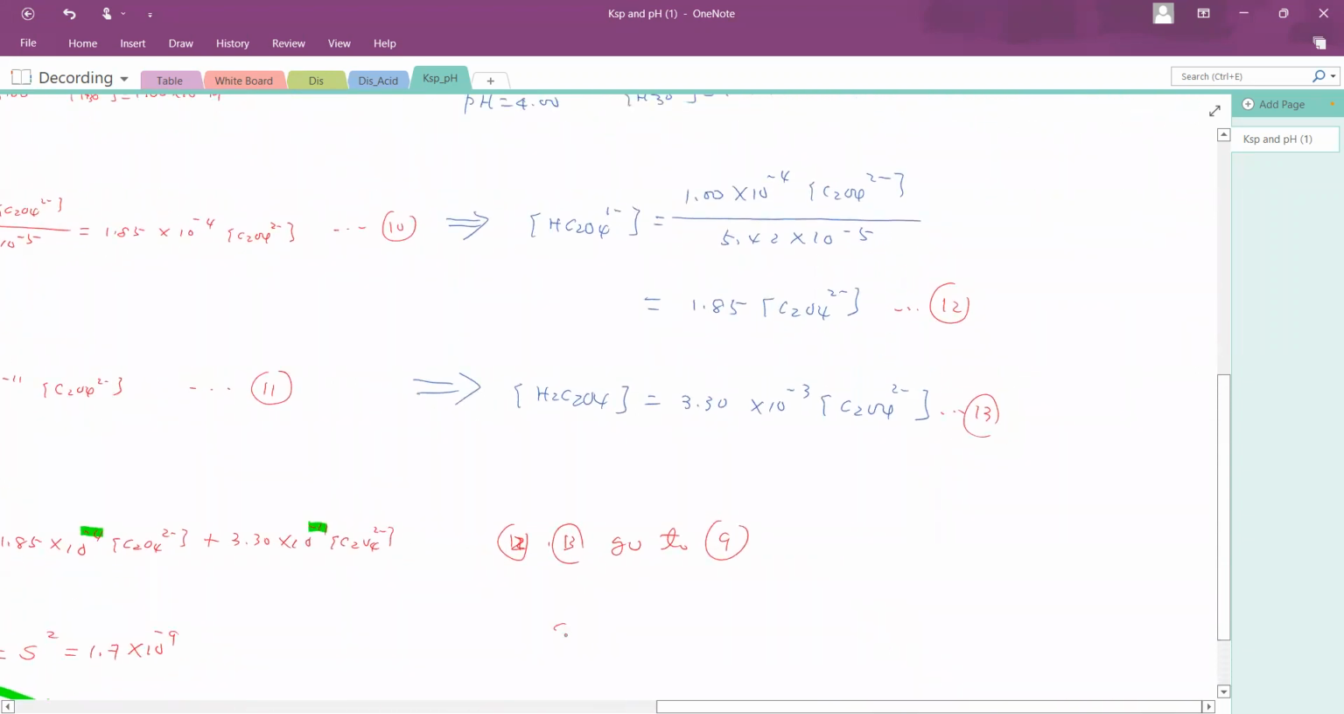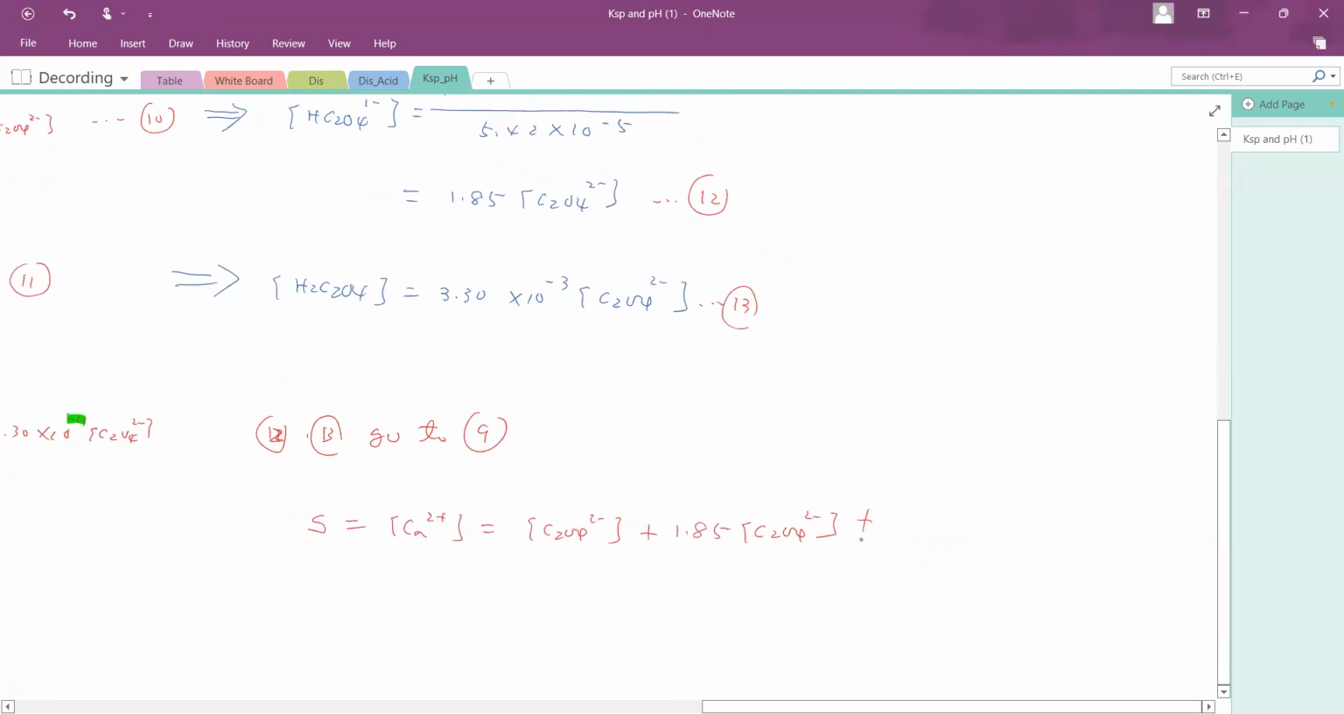So you get the solubility equals, right? You equals oxalate plus 1.85 oxalate plus 3.30 times minus 3 oxalate. Now you do the math. So that should equal 2.85 oxalate.